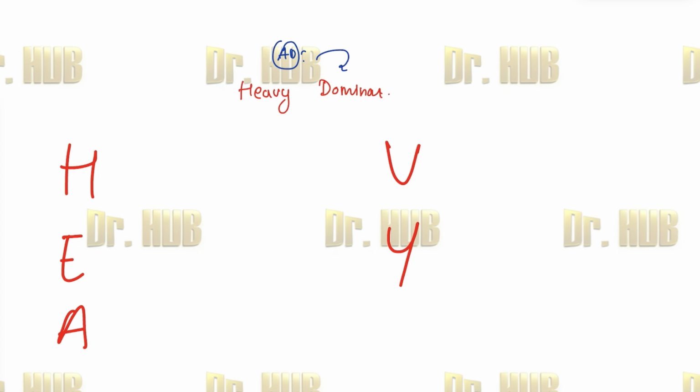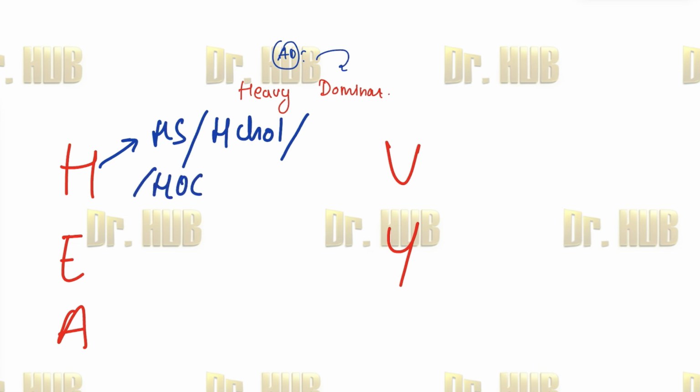In case of H, it is hereditary spherocytosis, HS. Next, there is also hypercholesterolemia. Next will be hypertrophic obstructive cardiomyopathy, so HOCM, and the other one will be Huntington's disease. So to recap, hereditary spherocytosis, hypercholesterolemia, hypertrophic obstructive cardiomyopathy, as well as Huntington's disease. All this comes under the letter H.